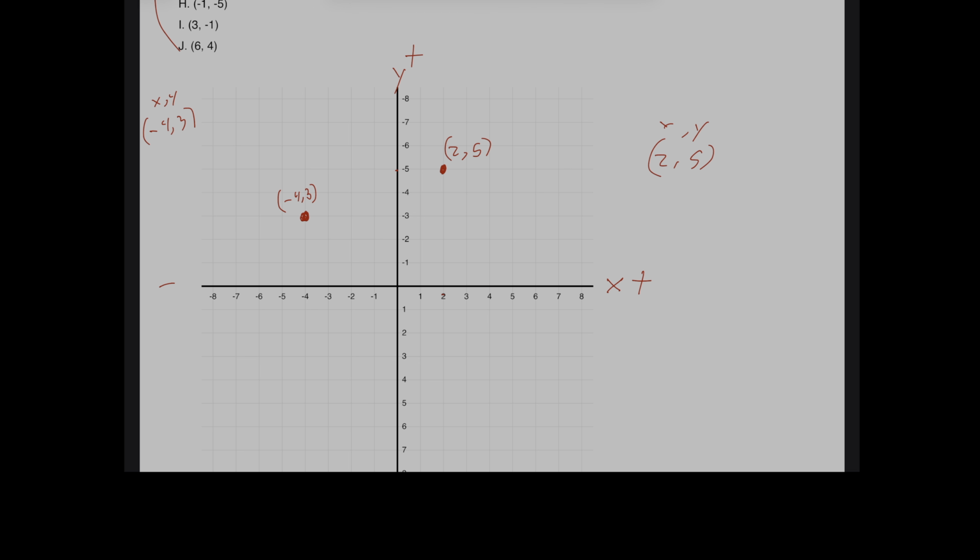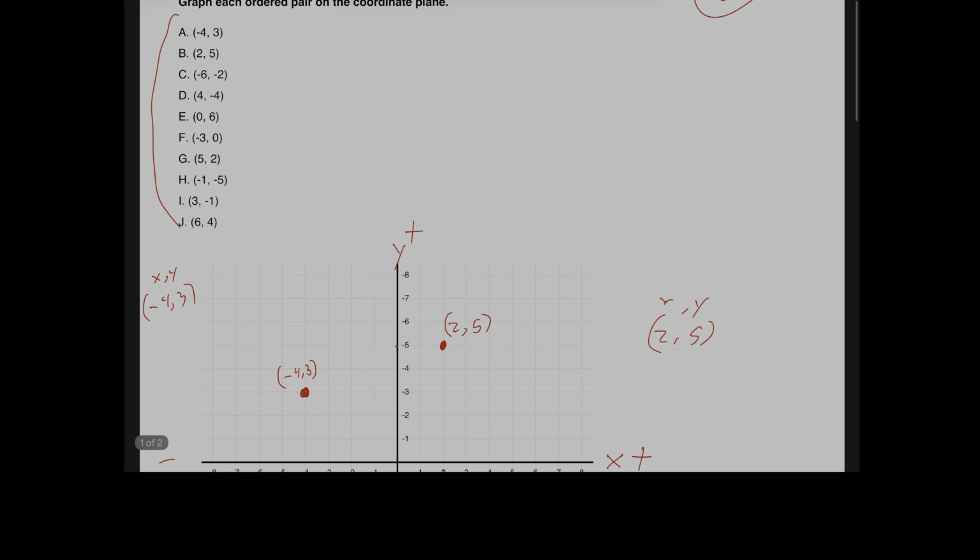Don't think like up 2 over 5. If you learned about slope, that's what slope is. This is not slope. This is something very different. So if you already learned about that, and I haven't taught slope yet, don't start letting your brain do that. That's a completely different thing.